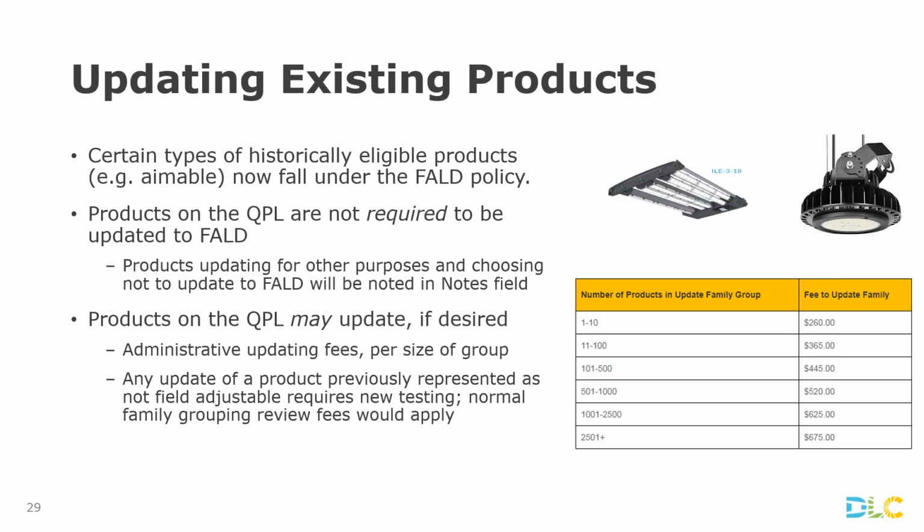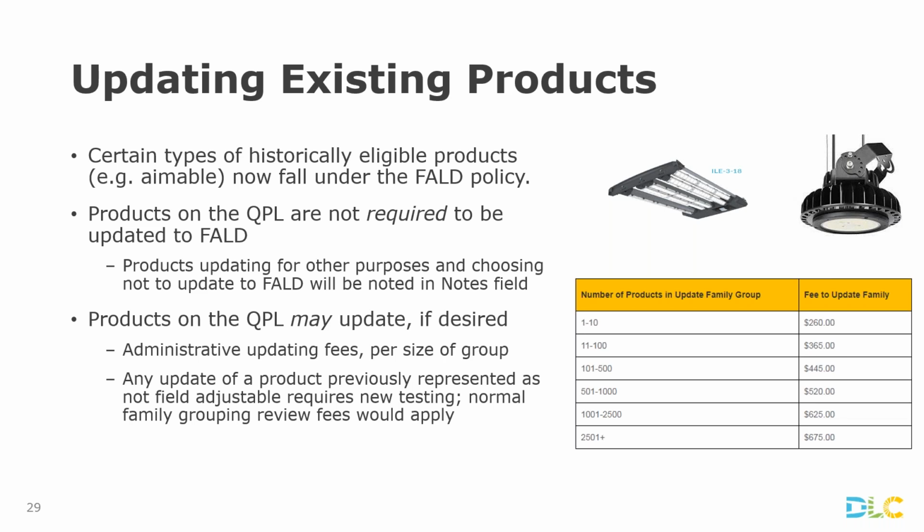So for those types of products, there's an administrative fee to cover that paperwork update, and that's dependent on the size of the number of the products in the group that you are updating. And that fee schedule is consistent with the historical updating fee schedule for dimming purposes, if you're familiar with that fee schedule.